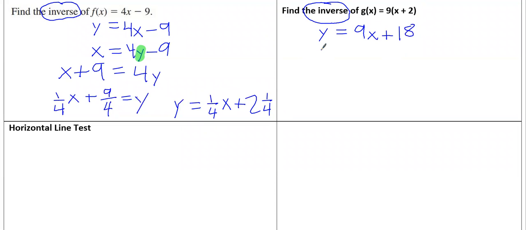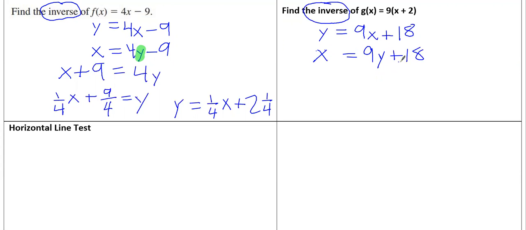All right. Now we're going to switch our x and y's. Does anybody ever notice that y is just one little line away from x? All right. x equals 9 times y plus 18.